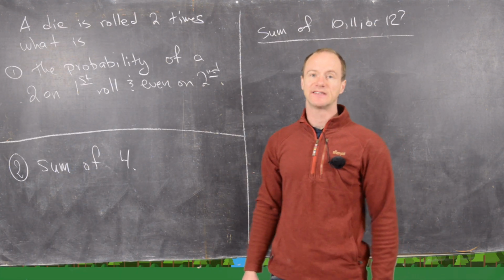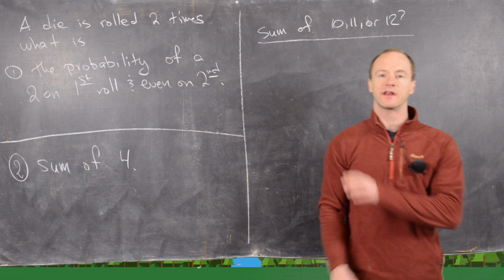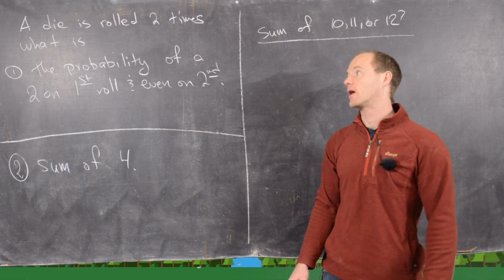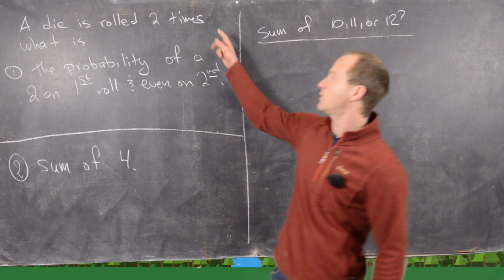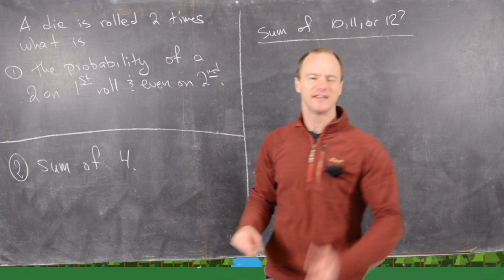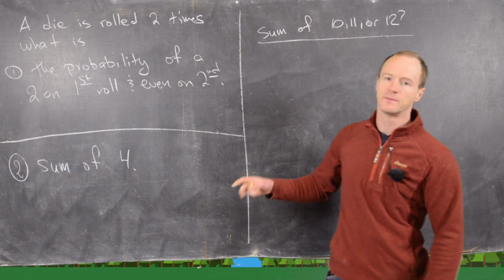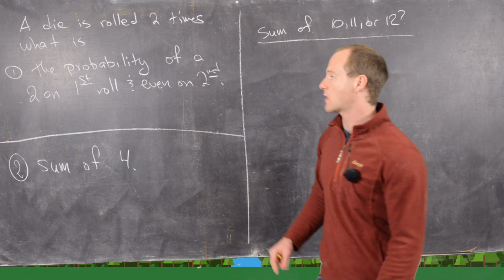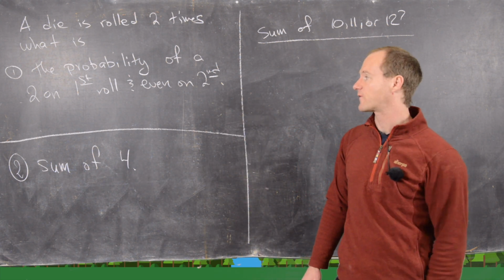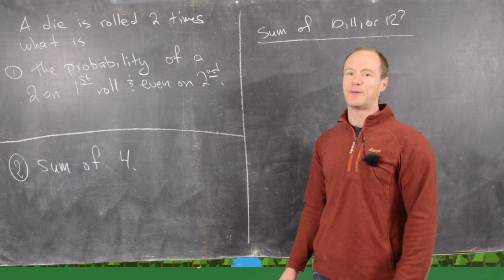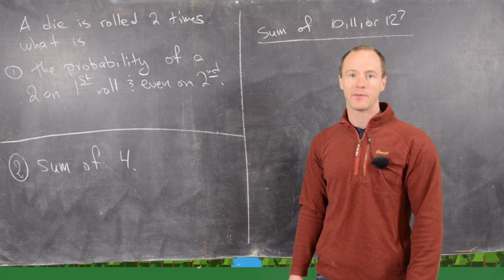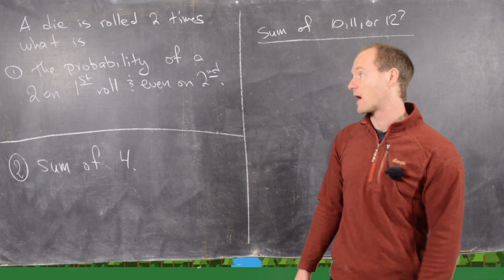Okay, the second example is going to be looking at the probability of rolling 2 dice and getting certain outcomes. The first one is, if we roll a die twice or 2 dice once, it's kind of the same thing: what's the probability of getting a 2 on the first roll and an even on the second roll? These are going to be independent events, which means the probability will be the product of each probability.